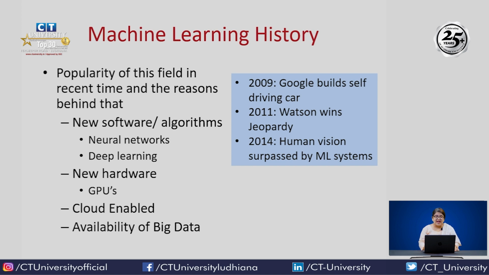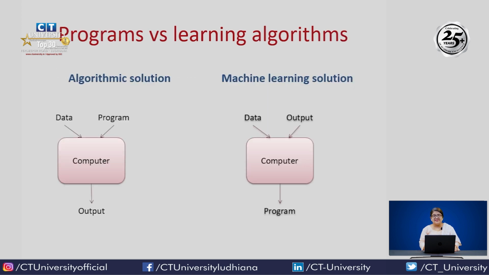Now, what are the different applications that we have got until now? In 2009, Google built a self-driving car. In 2011, Watson won Jeopardy. In 2014, human vision was surpassed by ML systems.